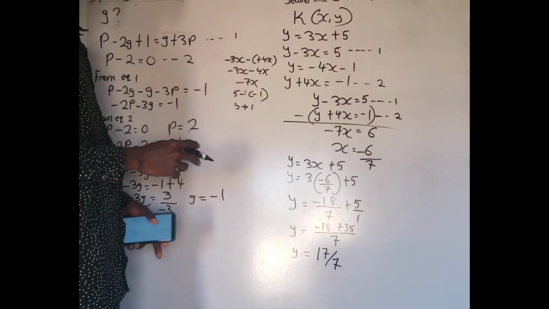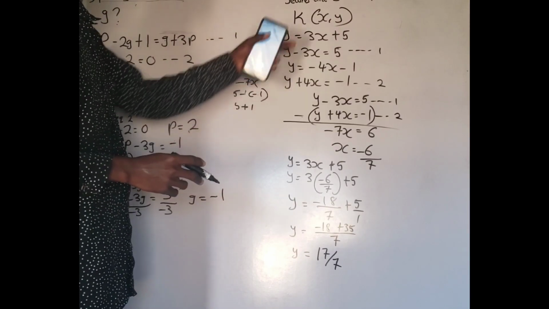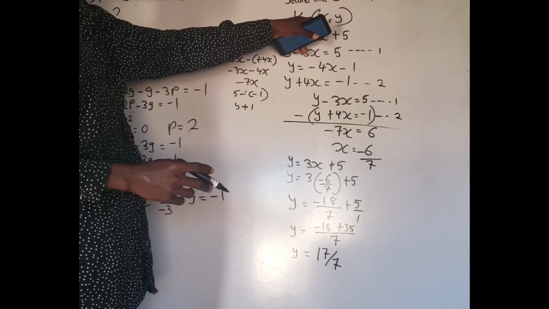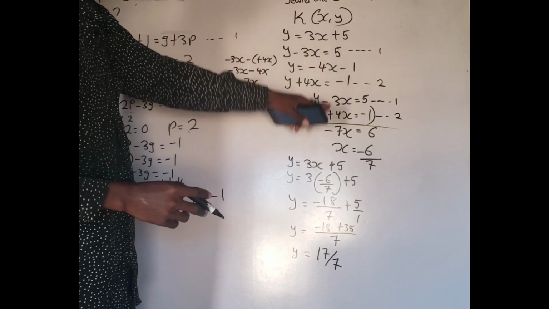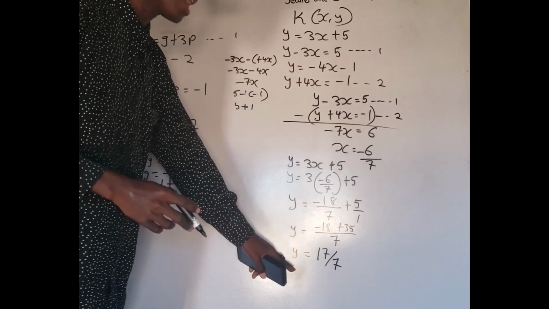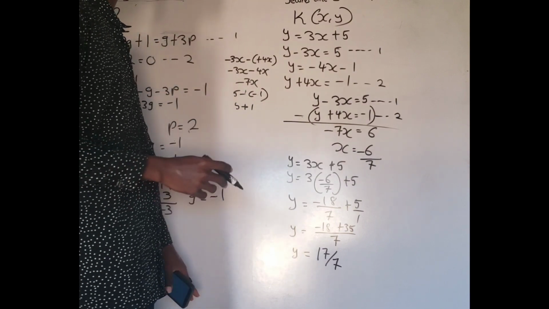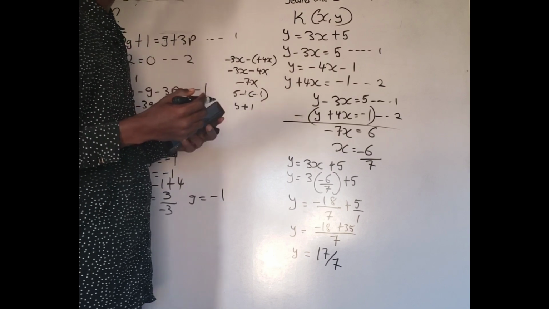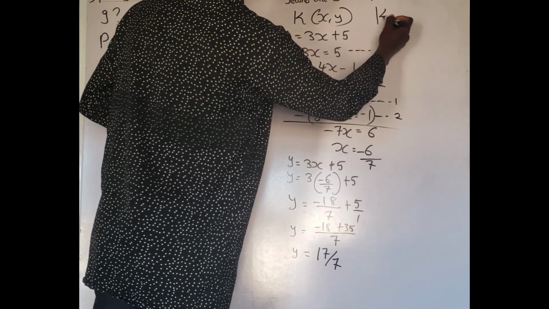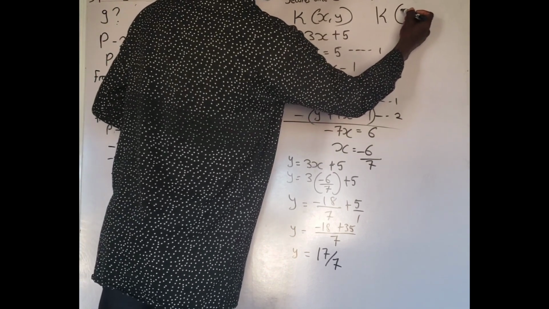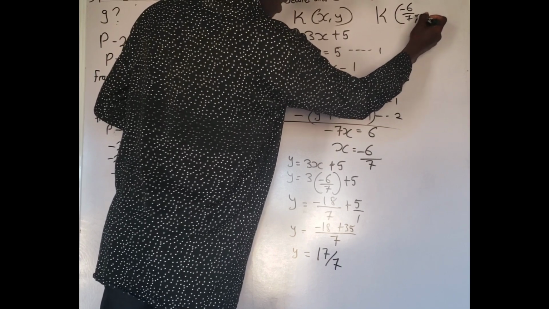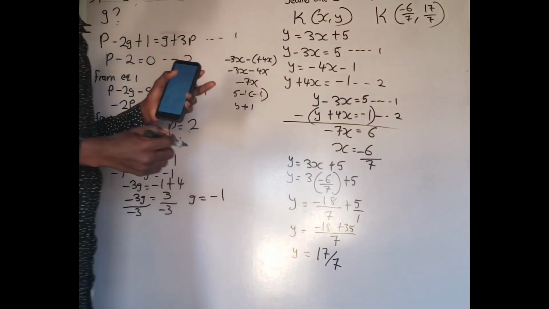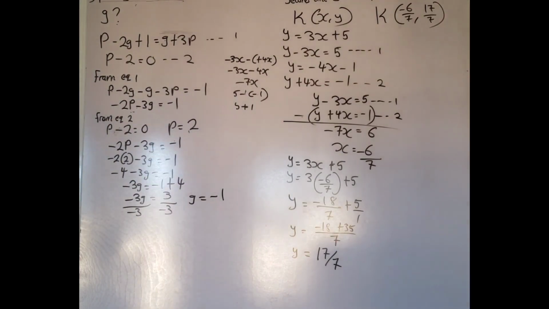Now we are asked to find the coordinate of point K. The coordinate of point K is x, y. So x is negative 6 over 7, and y is 17 over 7. You're not going to put your answer like this. The coordinate of K is negative 6 over 7, comma, 17 over 7. That is the answer to that question.